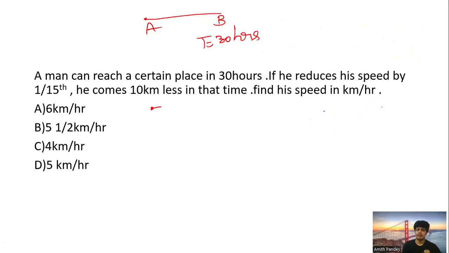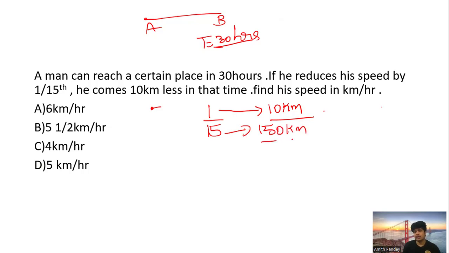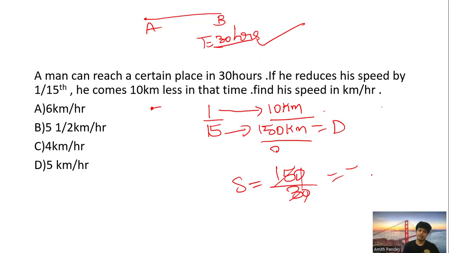He can reach in 30 hours. Okay, fine. If he reduces his speed, we don't know what his speed is and we need to find it, but we know that if he reduces his speed, he is going to come 10 kilometer less. It means one part is 10 kilometer. So 15 parts will be 150 kilometer and the total distance he has to cover is 150 only. This is distance and time is already given. So can you find out the speed? Yes, quite easy. 150 by 30. 0 cancel, 3 1 5. 5 kilometer per hour. Any difficulty here?